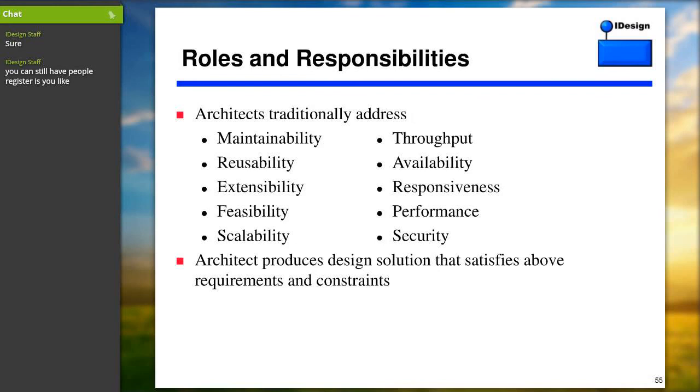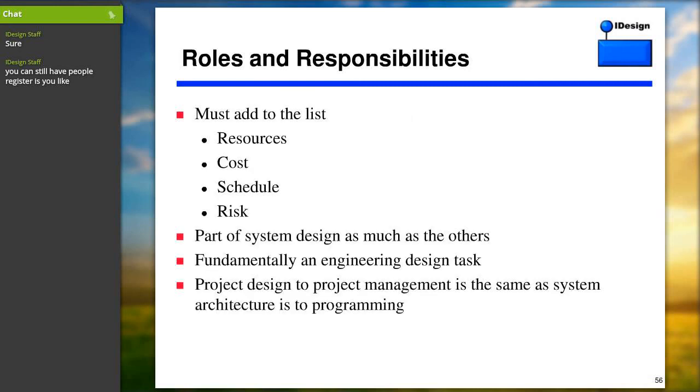Traditionally, architects address the concept of maintainability, reuse, extensibility, scalability, security, all the good "-ility" concepts that make for great system architecture. And we came up with architectures and design solutions that satisfied these things. My message to you today is that you must add to that list resources and cost and scheduling risk. They are just as much part of system architecture as dependencies between services or security.